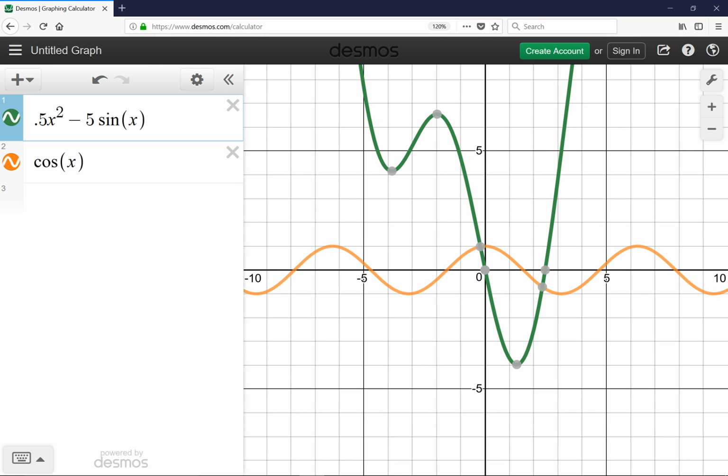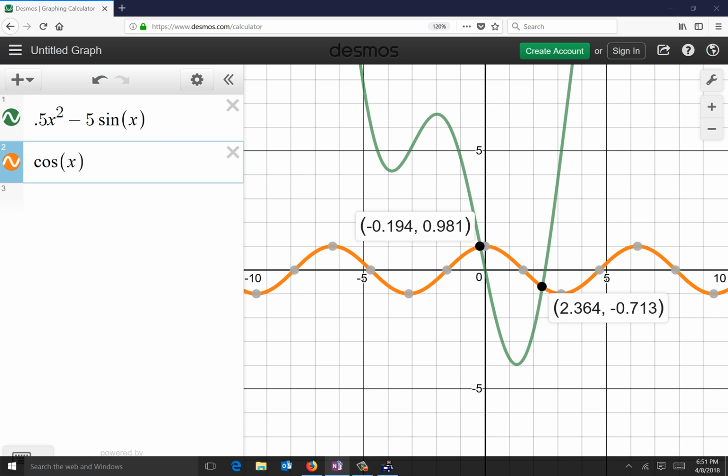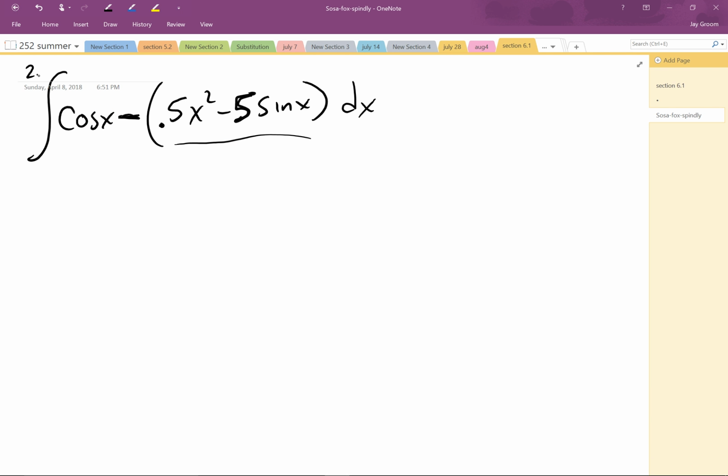Alright, now remember where they cross: negative 1.94, negative 0.194, and 2.634. There we go. So it's going to be the cosine of x minus 0.5x squared plus 5 sine x. Just going to rewrite it there, if you don't mind.